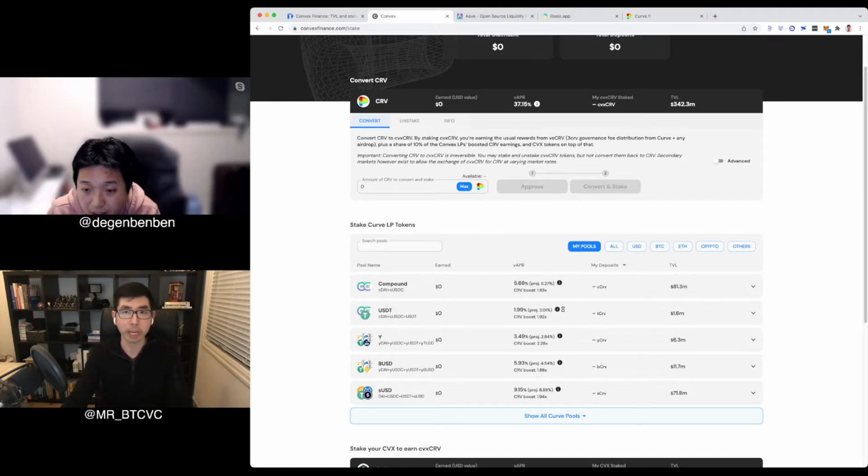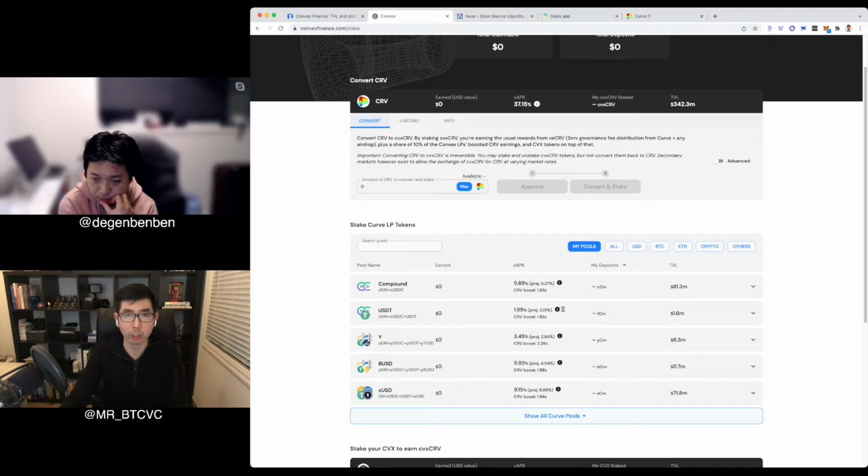And by doing that, you'll get the same rewards that you would have gotten in Curve as if you had staked your veCRV. So what this is to me, it's basically just a liquid staking for veCRV. So you're getting everything that you would get if you had locked up your CRV with Curve. Okay, so what that means is this, right?